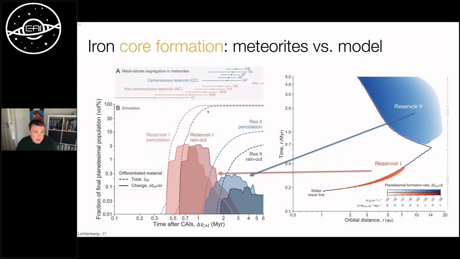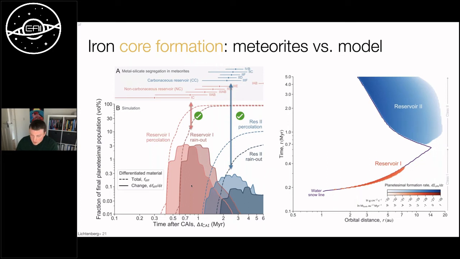And this here on the top shows us the timescales of the chronology that we observe in the meteorite record. Red shows the NC reservoir, blue shows the CC reservoir. And you can see that the simulation reproduces these peaks in core formation across so-called magmatic irons in the inner and in the outer solar system.